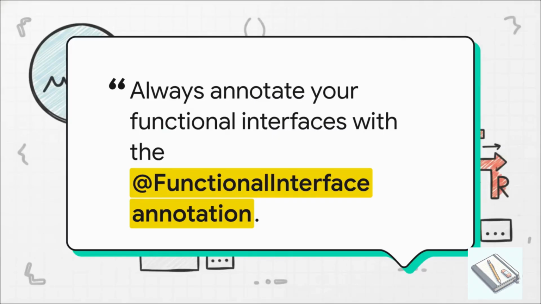And seriously, don't just take my word for it. This is a hard and fast rule straight from the definitive guide, Effective Java. It explicitly says, always annotate your functional interfaces with the @FunctionalInterface annotation. It's just a crystal clear statement of intent. It tells anyone reading your code, hey, this interface was built specifically for Lambdas, preventing future maintainers from accidentally ruining it.